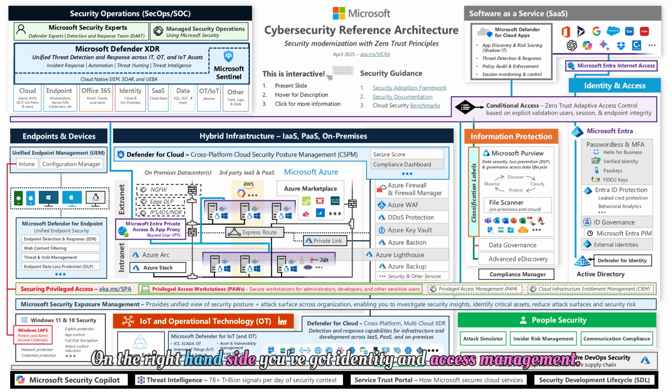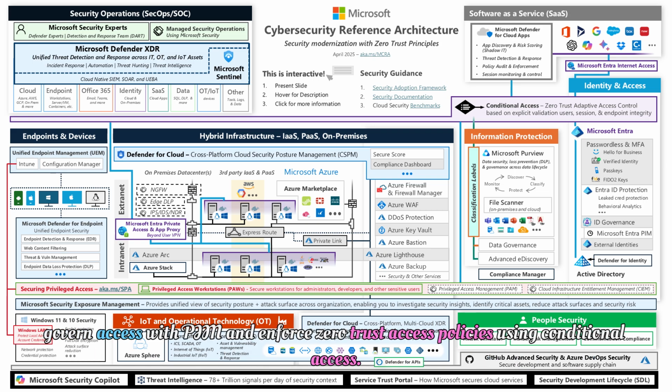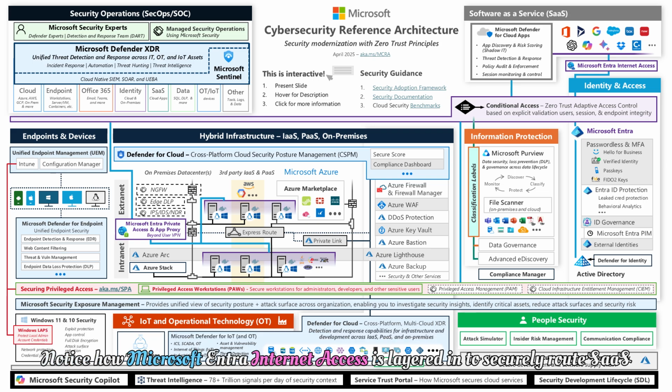On the right-hand side, you've got identity and access management. Everything flows through Microsoft Entra, where passwordless authentication, such as MFA, passkeys, FIDO2, is encouraged. You'll also manage risk with Entra ID Protection, govern access with PIM, and enforce zero-trust access policies using conditional access. Notice how Microsoft Entra Internet Access is layered in to securely route SaaS and internet traffic, supporting secure hybrid work.